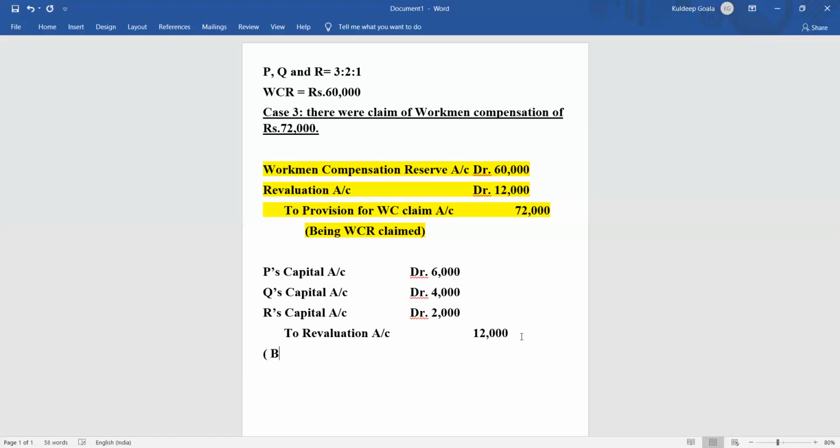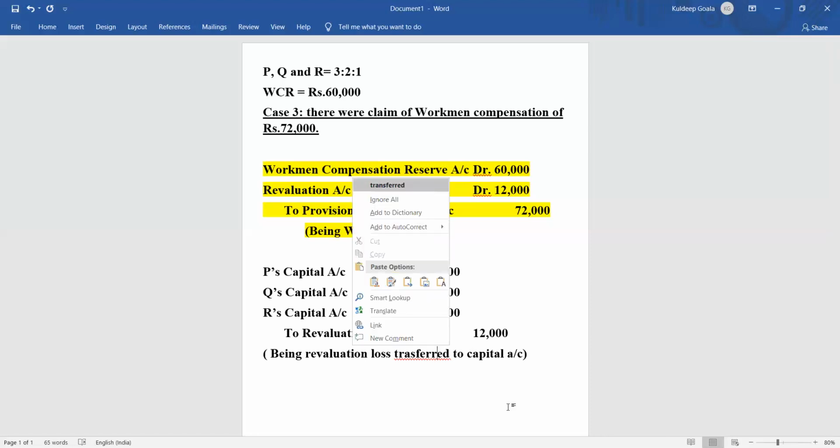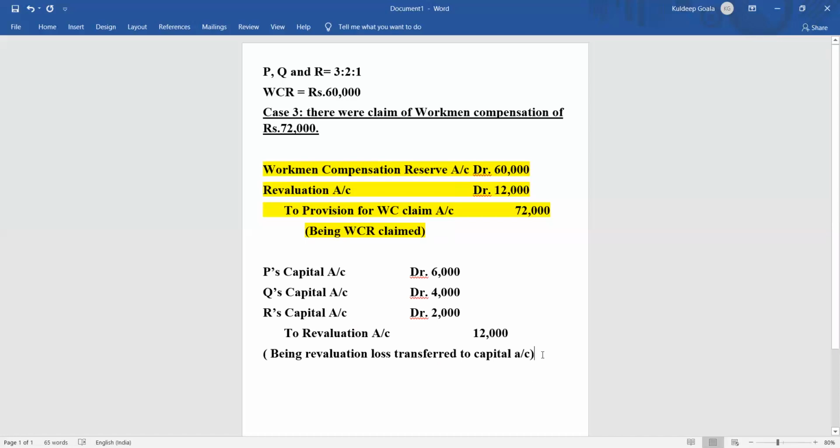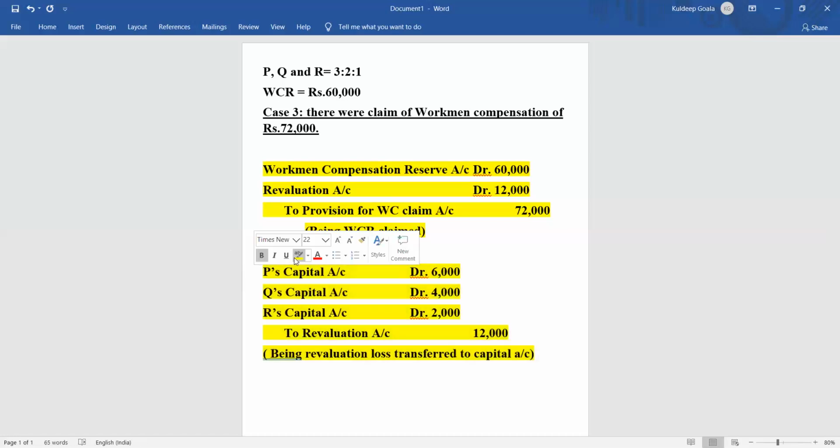Okay, so being revaluation loss transferred to capital accounts. How is it a revaluation loss? Because we can see that there is an extra amount of rupees 12,000 that we have to pay for the purpose of workmen compensation, isn't it? So that is why it is a revaluation loss. And the loss is always transferred to the debit side of the capital accounts, so it is transferred in the same way. Is it clear, everyone?